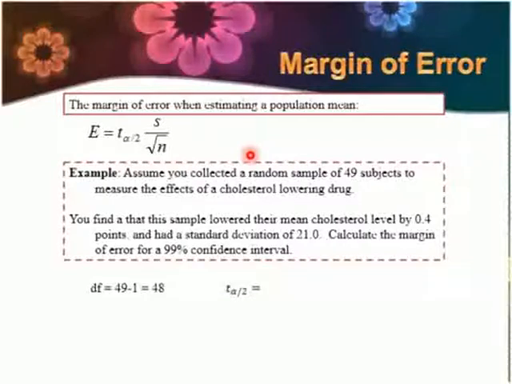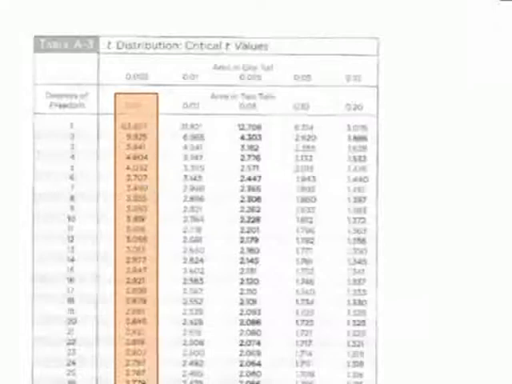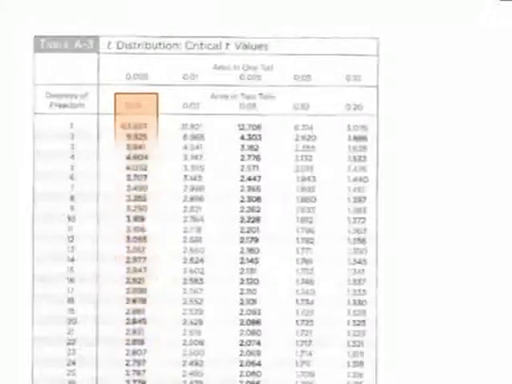Now we want to calculate the critical t-value for a 99% confidence interval. So this will be the t-value associated with 0.01 in 2 tails. Looking at our table, we're looking for the column that has 0.01 in 2 tails, and of course, that is this left column here. So now I need to go down and find 48 in my degrees of freedom row.